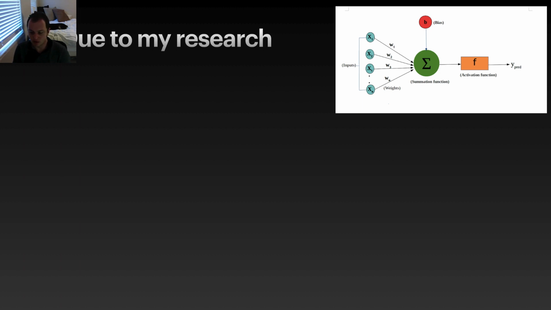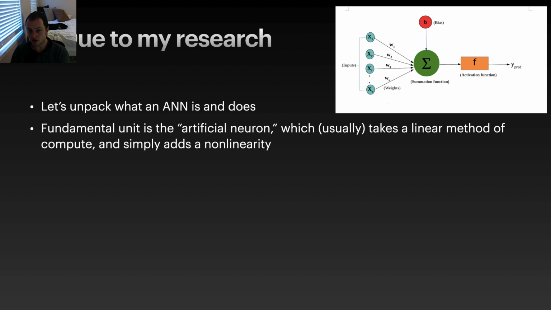If you know this stuff, this will be pretty basic when it comes to understanding AI from a deep learning perspective. But let's look at what's called an ANN, or an artificial neural network, and what it's actually doing here. So the fundamental unit here is what's called the artificial neuron, which usually takes this linear method of compute and simply adds a nonlinearity after it. The artificial neurons are loosely inspired by biological neurons, which are connected to each other, and eventually the neuron activates. It basically fires when it receives a certain amount of electrical or chemical signals. That's the rough overview.